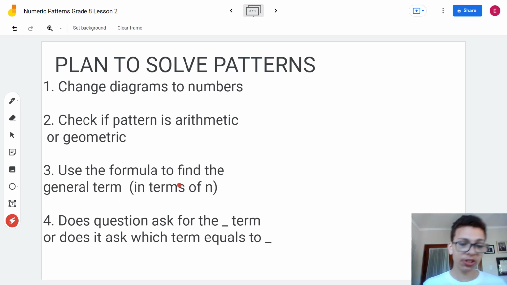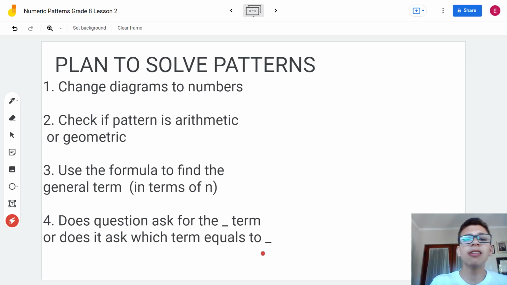Now step 4 is actually answering the questions. Usually they ask for the 10th term, the 11th term, the 12th term. That means you just plug in n equals 12, n equals 11 into the general formula. Another type of question they could ask: which term equals something? So which term equals 1,000? You have to work backwards. So you say the answer is 1,000. 1,000 equals the general formula, whatever the general formula is, 5n plus 1, 3 times 2 to the power of n plus 1. And you work backwards and you try to find what n is. And that is pretty much our game plan for solving patterns.